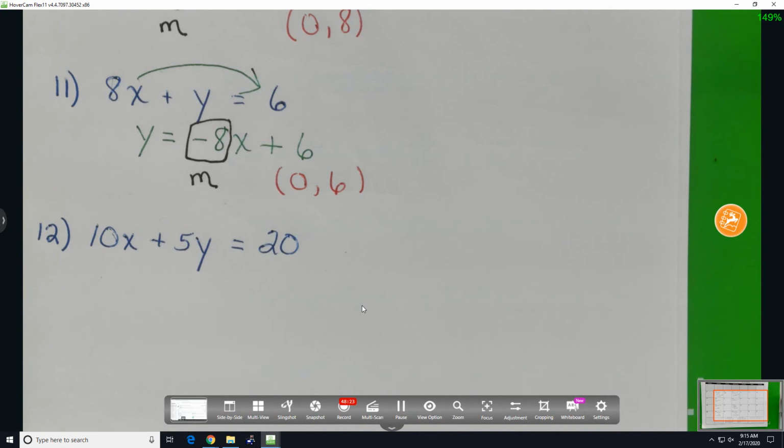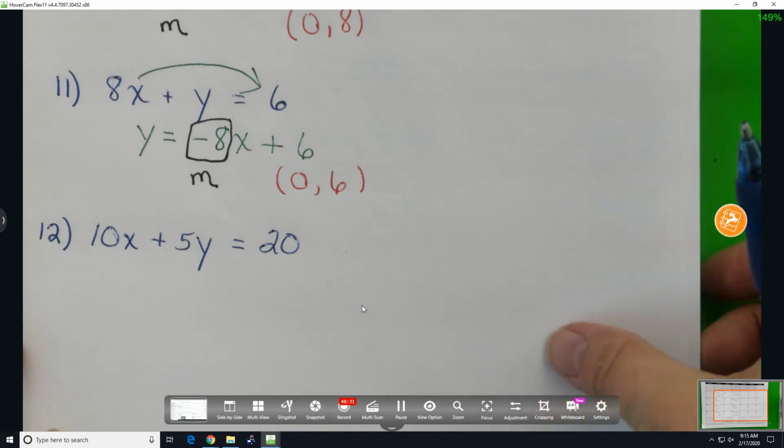Yeah. You're right. Well, okay, anyway, so we want to find the slope and the y-intercept. That means we need to solve this equation for y.